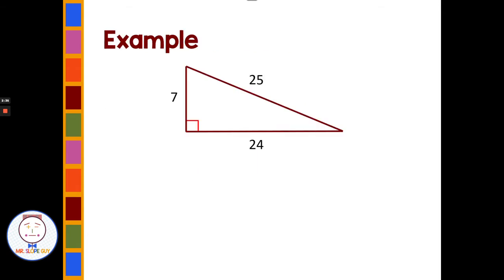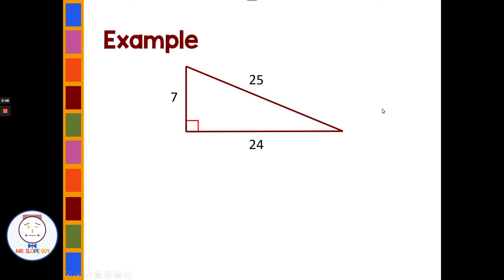So let's see a number example. Let's say we have this right triangle. We notice right away the long side, the side opposite the 90 degree angle, is 25. And the legs are 7 and 24. They're the sides connected to the 90 degree angle. So if we want to put this into the Pythagorean Theorem, this long side has to be the C value.